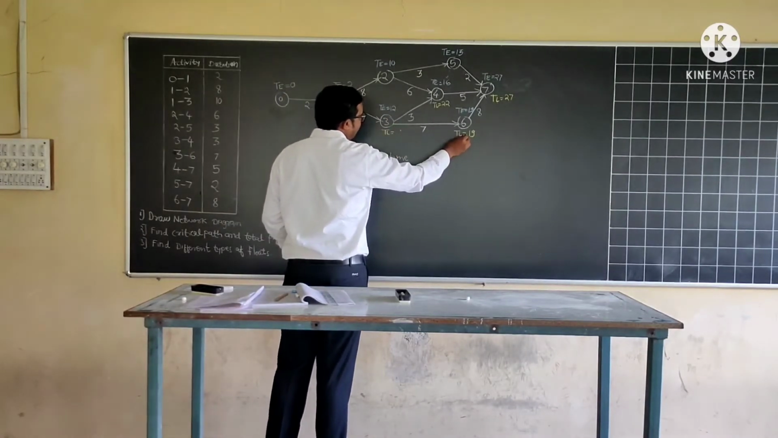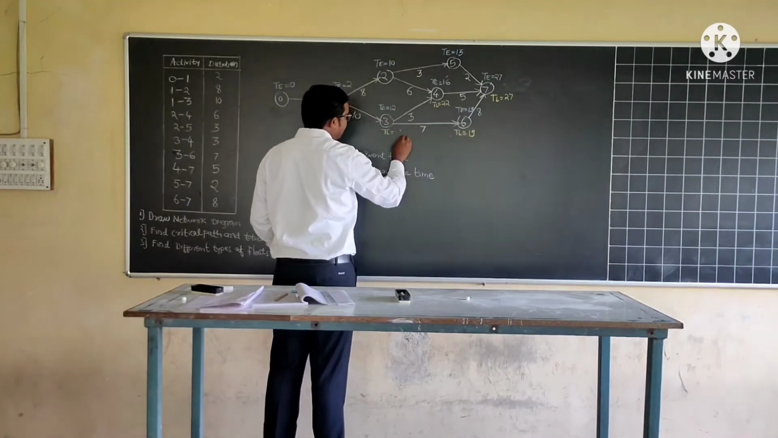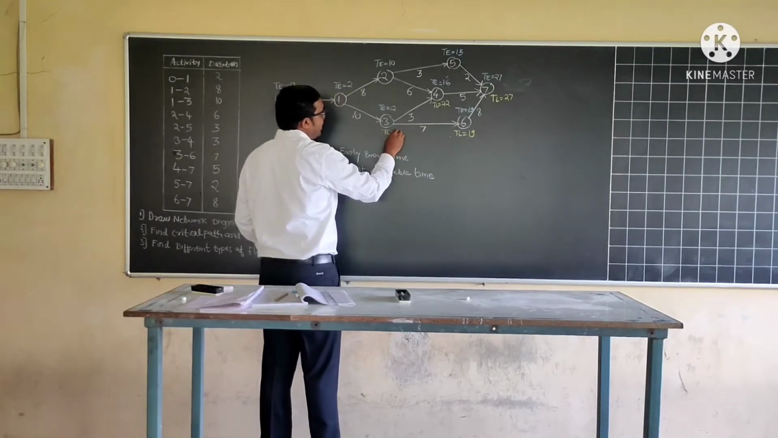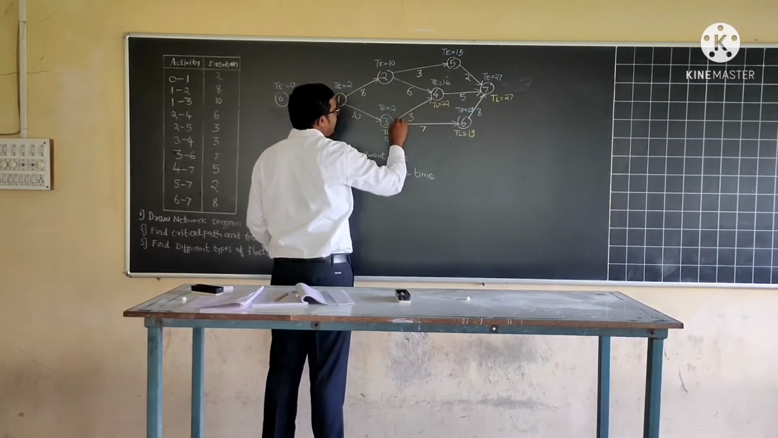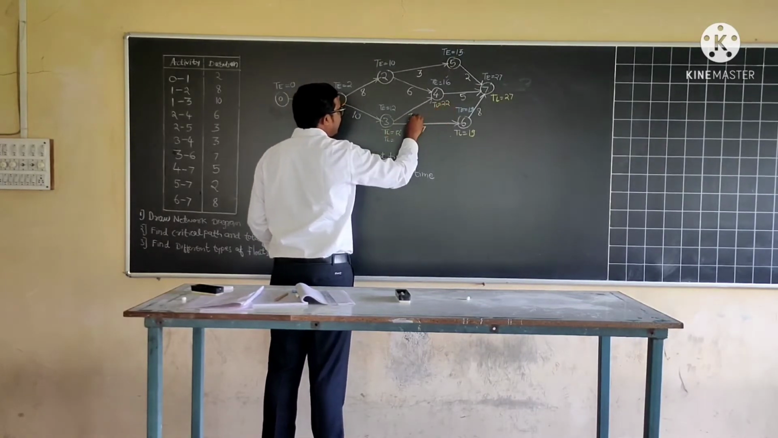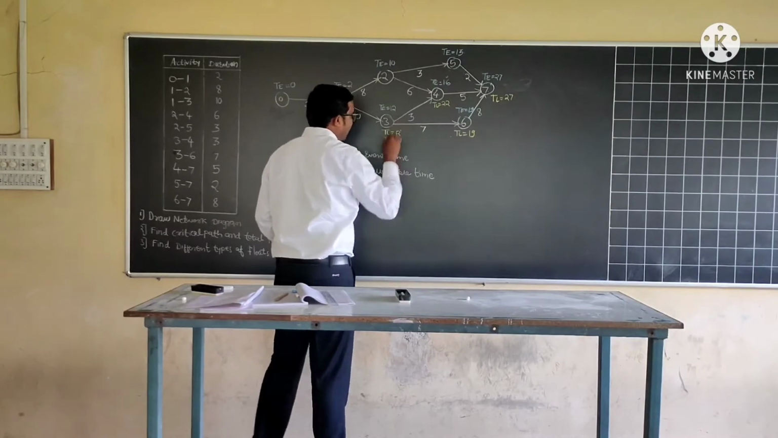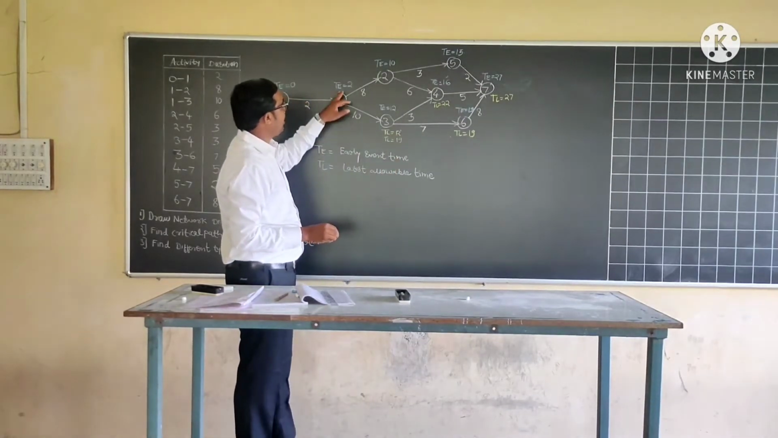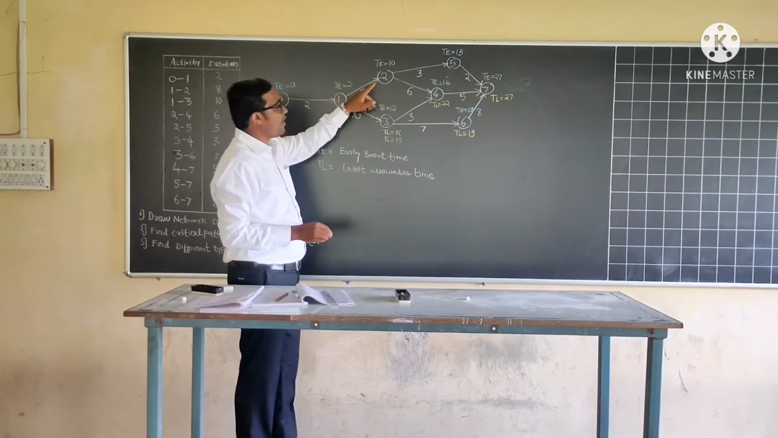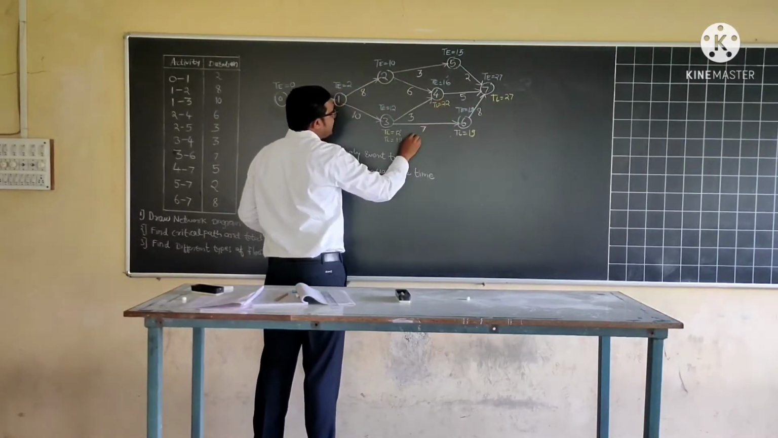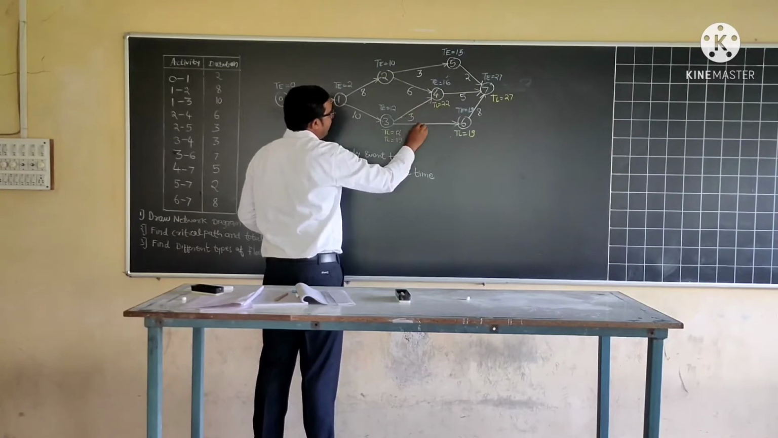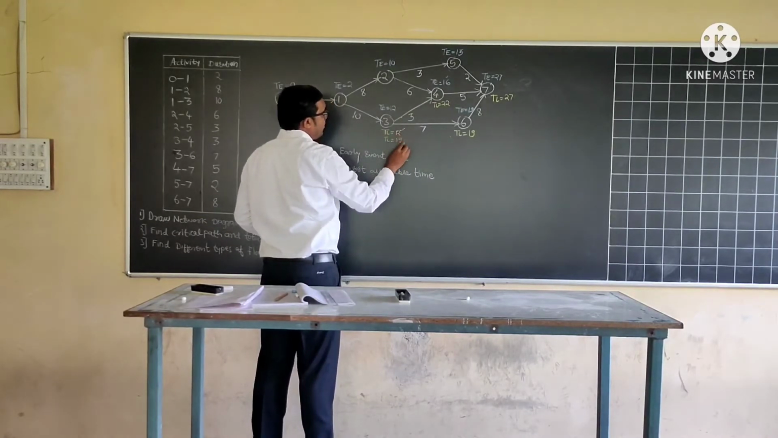So from this way, from the 3 to 6 line, TL value will be 19 minus 7, 12. Again we have to calculate TL value from this way: 22 minus 3, 19. For early event time we have considered the maximum value, and for latest allowable time we have to consider the minimum value from both ways. So minimum value is 12, so we will consider TL value here 12.